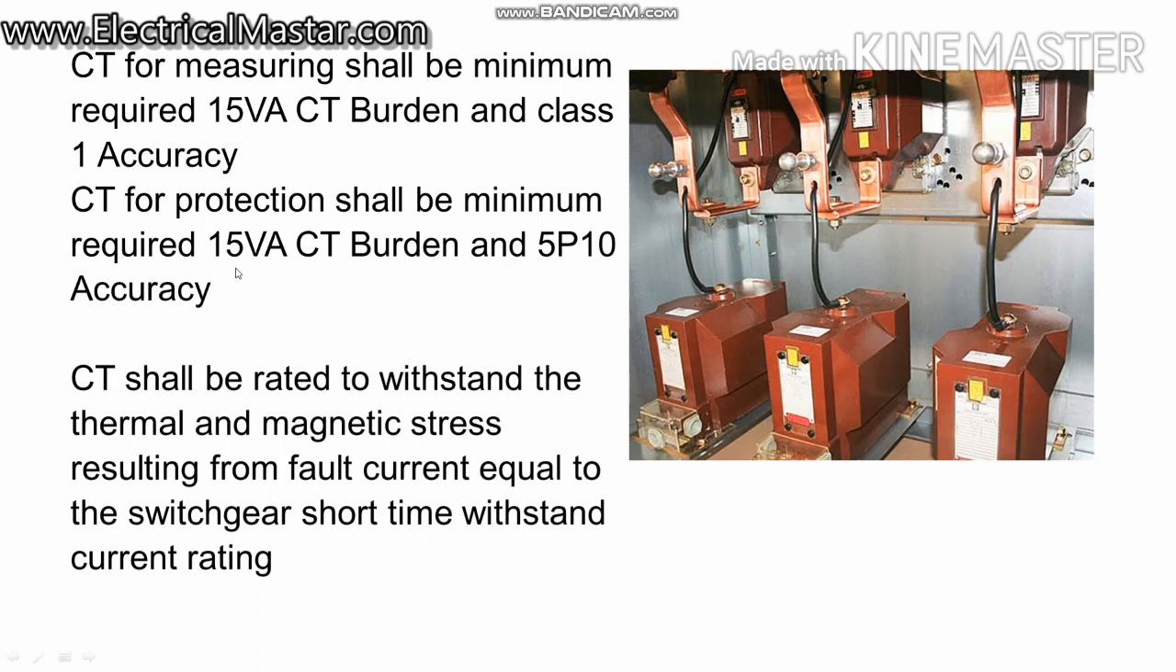And CT burden: the minimum CT burden we require for standard CT sizing is 15 volt ampere. So if you are going to buy a measuring CT or a protection CT, the minimum CT burden required is 15 volt amperes. For the accuracy class, if you are going to connect a measuring CT, you have to use minimum class 1 accuracy, and for a protection CT you have to use minimum 5P10. So these are the basic aspects of selecting the CT ratio. And also you have to consider the CT withstanding current.